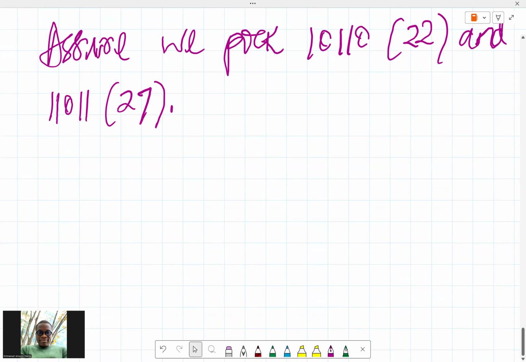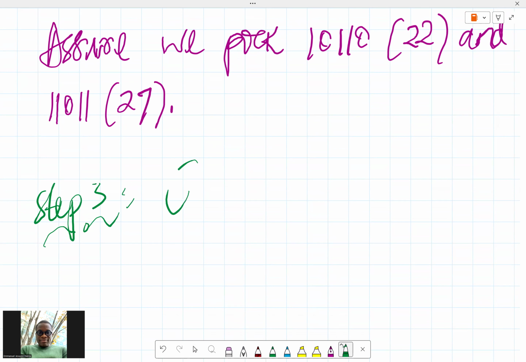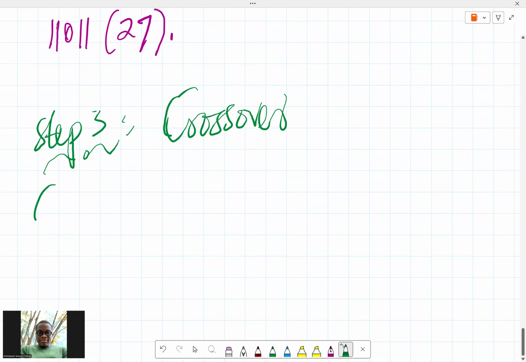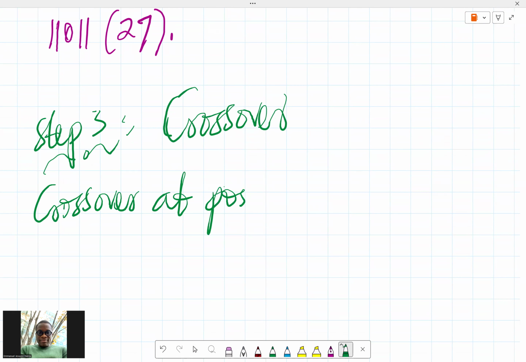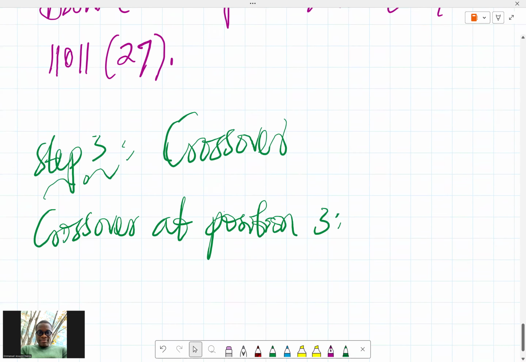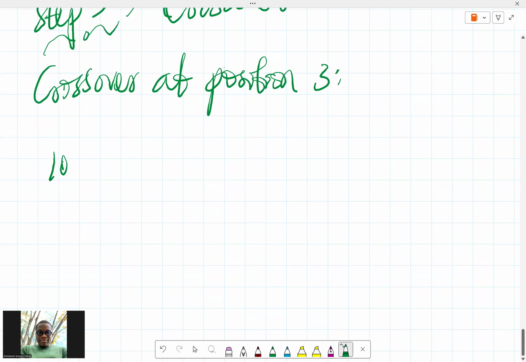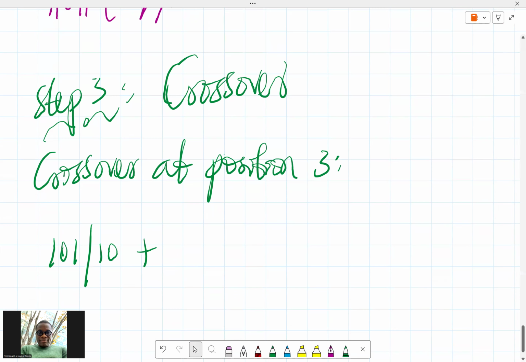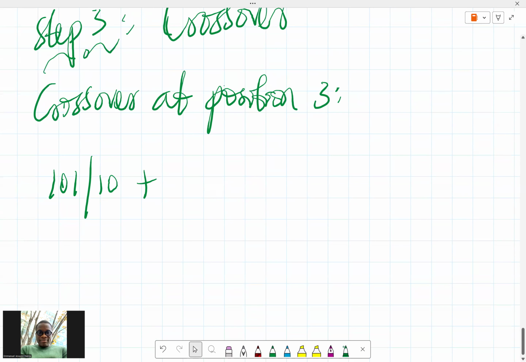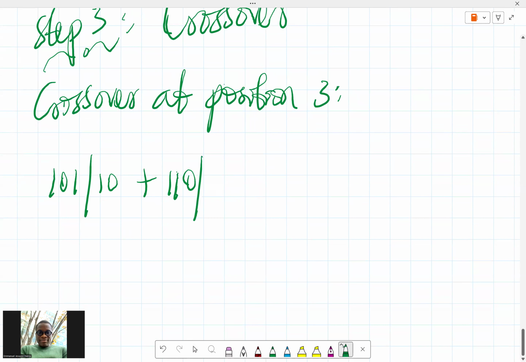So the next step we go to is the crossover step. So we go for step 3, where we talk about crossover. We talk about selection, crossover, and mutation, right? So we go for crossover. So let's see crossover at position 3. Crossover at position 3. So what's going to happen? We've picked 22 and 27. That's 10 at position 3. Now we have a crossover 10110 plus the second one, we have 11011. So that's 110 after position 3, 11.